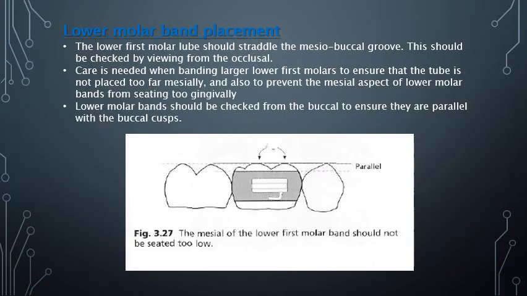Lower molar placement. The lower first molar tube should straddle the mesiodistal buccal groove. This should be checked by viewing from the occlusal. Care is needed when banding the larger lower first molar to ensure that the tube is not placed too mesially, and also to prevent the mesial aspect of the lower molar bands from seating too gingivally. Lower molars should be checked from the buccal to ensure that they are parallel with the buccal cusps.